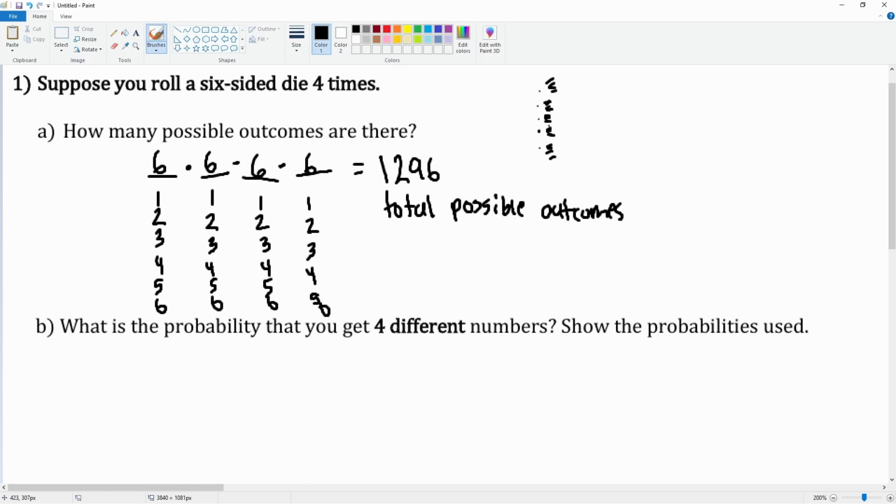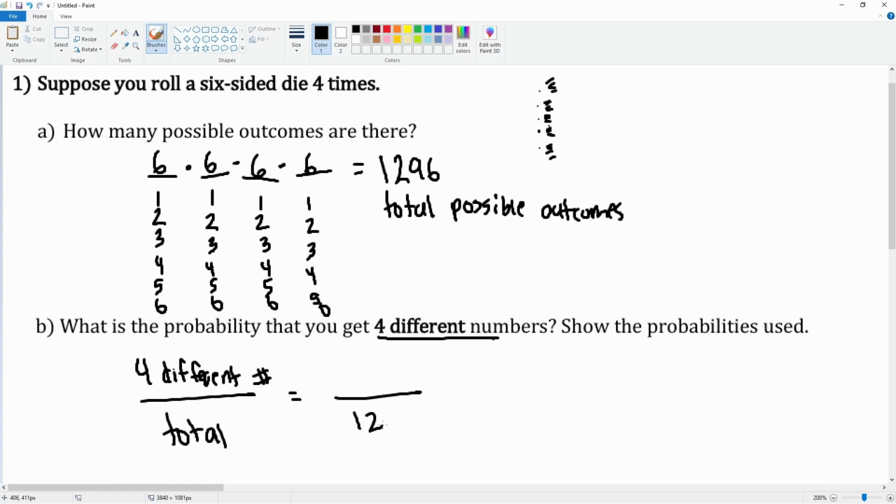Next, what is the probability that you get 4 different numbers? So this is a probability. So we want 4 different numbers, and this is going to be divided by the total. We already know the total is going to be 1,296 from the top. But to get 4 different ones, right? The first one would be 6, like 1, 2, 3, 4, 5, 6.